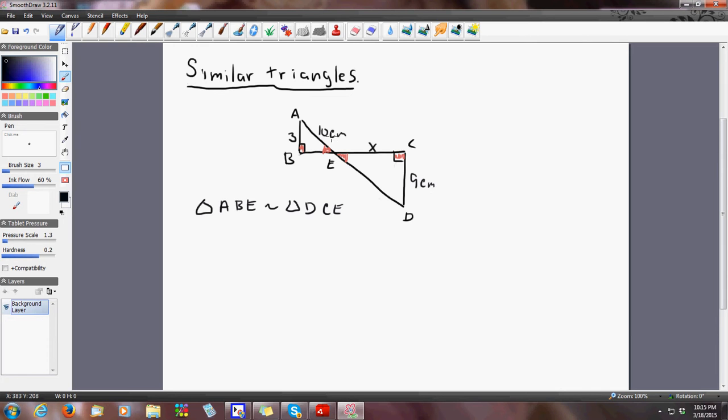So there's a few things that we have to do here. And one of the things you can do is you can always break these into two separate triangles. And because you know that angle B corresponds with angle C and angle AEB corresponds with angle DEC, you could just redraw the picture and separate them. I don't really like doing this, but it does help. And I know that CD is 9. I know that AB is 3. I know that the hypotenuse here, AE, is 10. And I'm looking for EC, which is X.